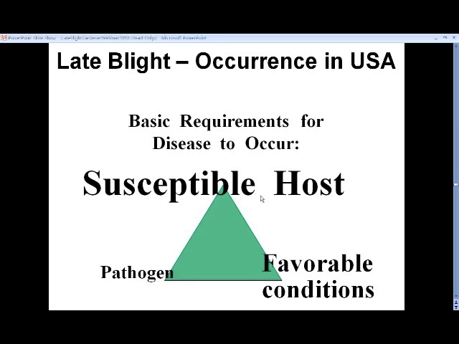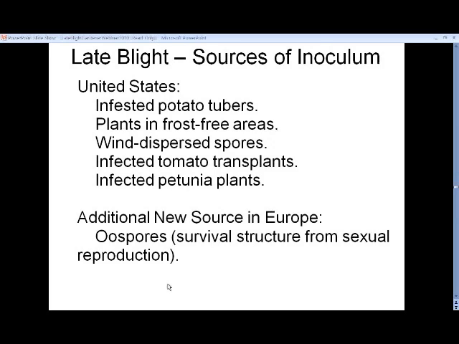You've got to have a susceptible host, and in the United States, we've got a lot of susceptible hosts because a lot of us grow tomatoes and potatoes, a lot of gardeners, a lot of farmers. Host is grown throughout the United States. We often have favorable conditions, but not always. So that would be the second determining factor. And the pathogen you'll see I have in the smallest letters because that tends to be the limiting factor with late blight. The pathogen most often is not present. So what are our sources of inoculum?